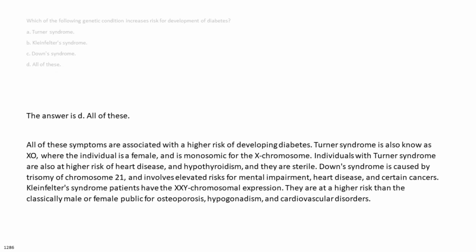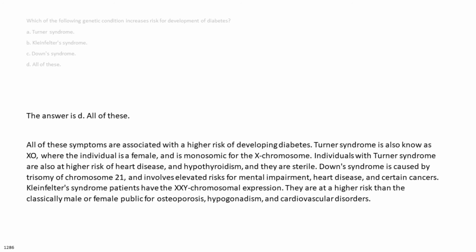The answer is D. All of these. All of these syndromes are associated with a higher risk of developing diabetes. Turner syndrome is also known as XO, where the individual is a female and is monosomic for the X chromosome. Individuals with Turner syndrome are also at higher risk of heart disease and hypothyroidism, and they are sterile.